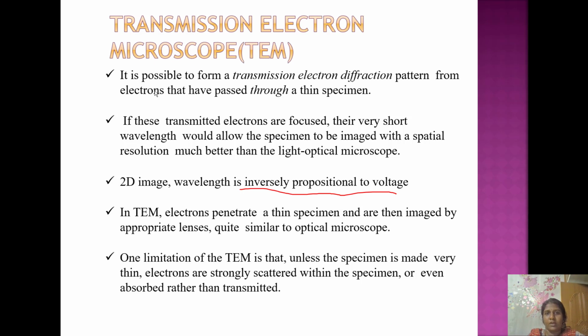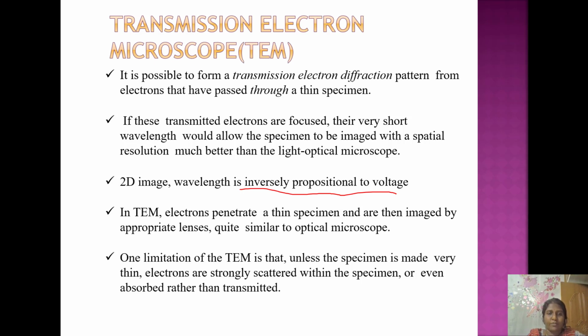We have two types of electron microscope. One is the transmission electron microscope. Another one is the scanning electron microscope. Here we are using electrons instead of light, as in the optical microscope. It is possible to form a transmission electron diffraction pattern from electrons that have been passed through a thin specimen. If these transmitted electrons are focused, their very short wavelength allows the specimen to be imaged with a spatial resolution much better than the light optical microscope.